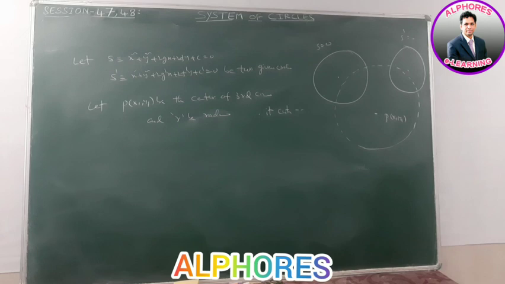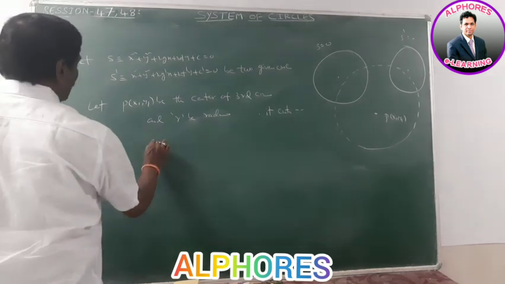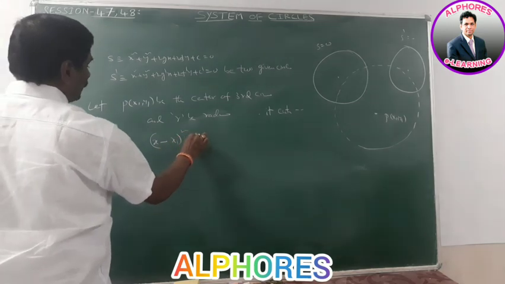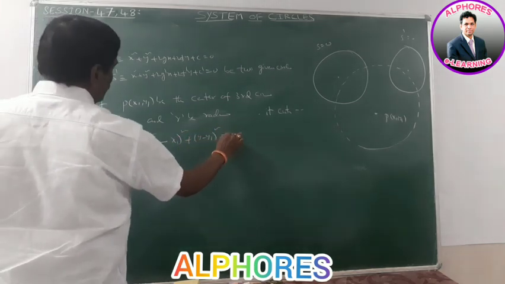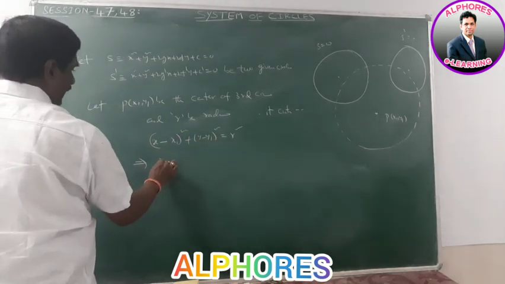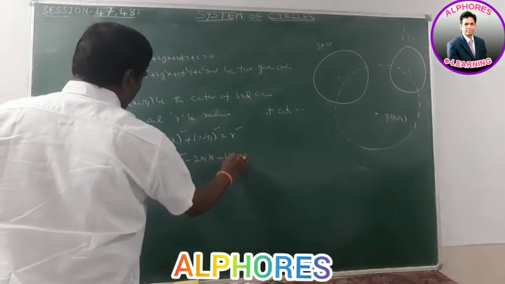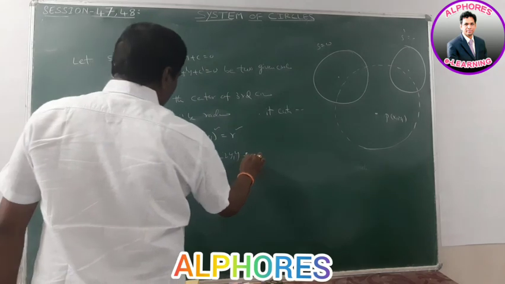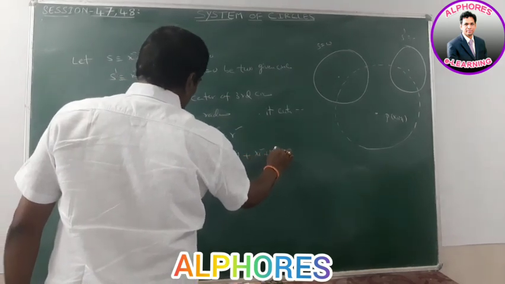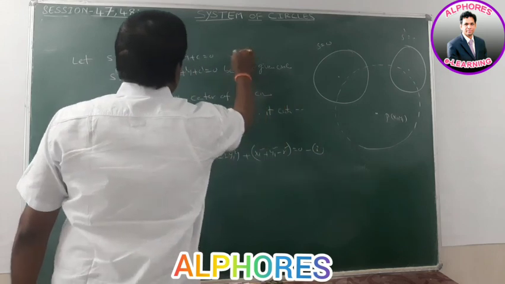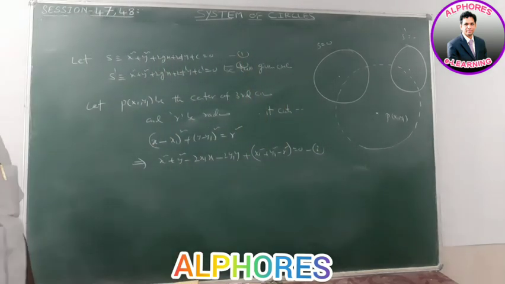Okay. Now the equation of the third circle is (x − x1)² + (y − y1)² = r². After expansion, x² + y² − 2x1x − 2y1y + x1² + y1² − r² = 0. It is equation number 3. It is 1, it is 2, it is 3.